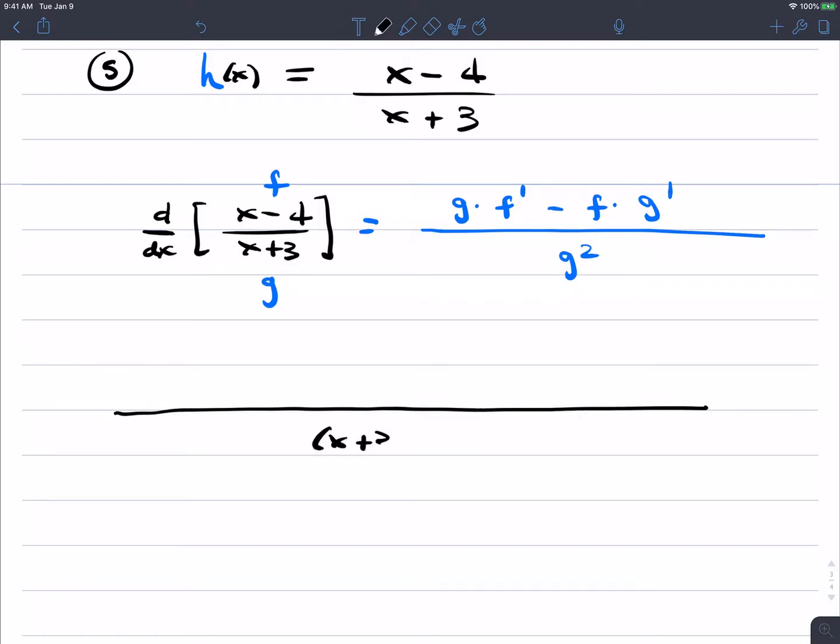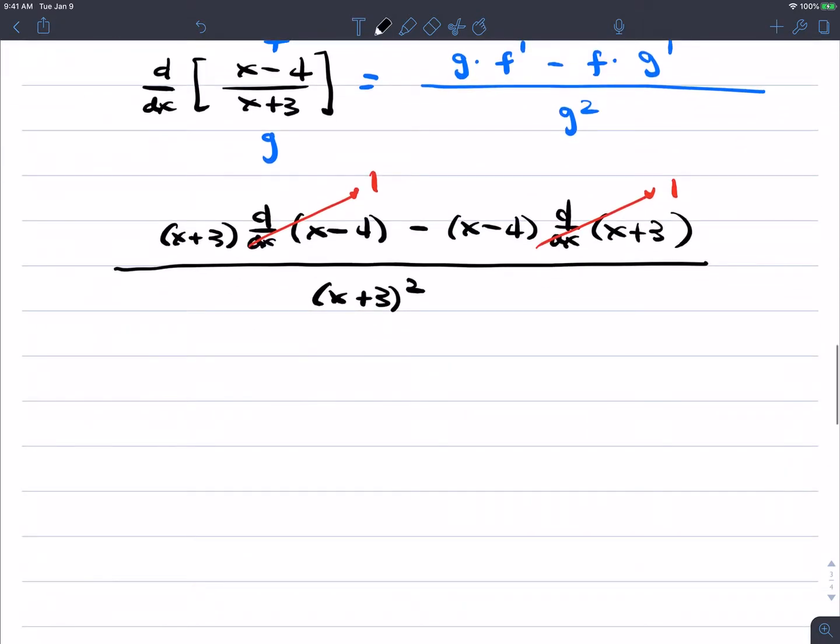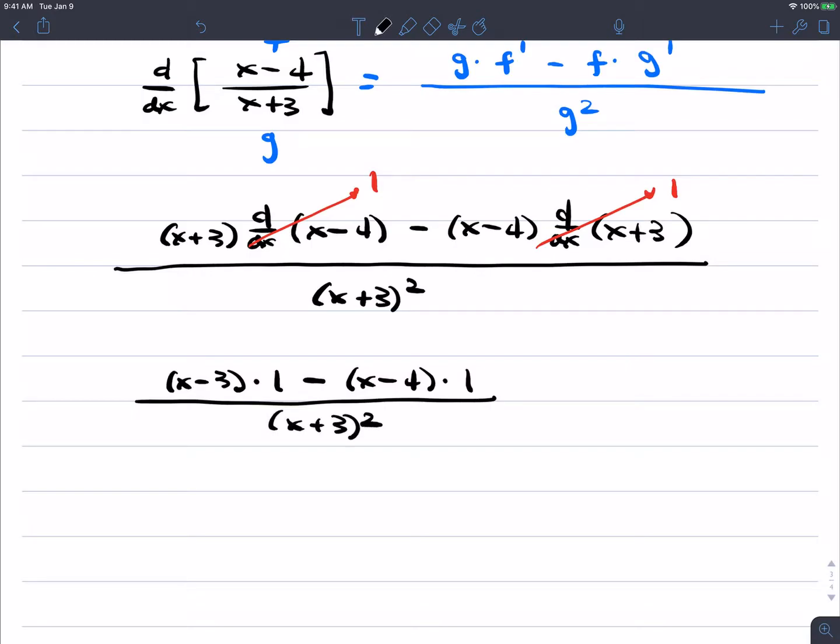So now you take x plus 3 squared times that x plus 3 times the derivative of x minus 4. Now you subtract x minus 4 times the derivative of x plus 3. Take those derivatives. So you end up with x plus 3 times 1 minus x minus 4 times 1, everything over x plus 3 squared.